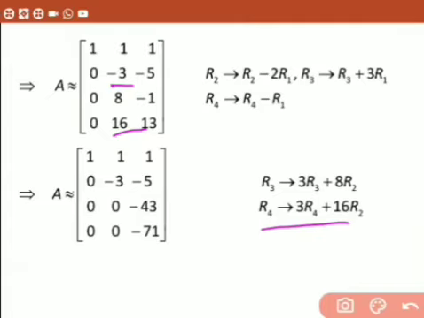The first and second rows you have to keep as they are. We are changing only R3 here. R3 changes to 3 times R3 plus 8 times R2.